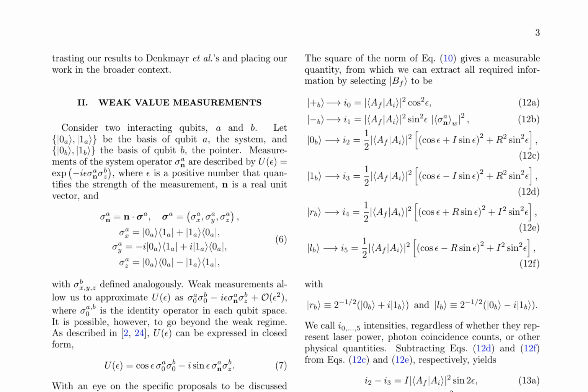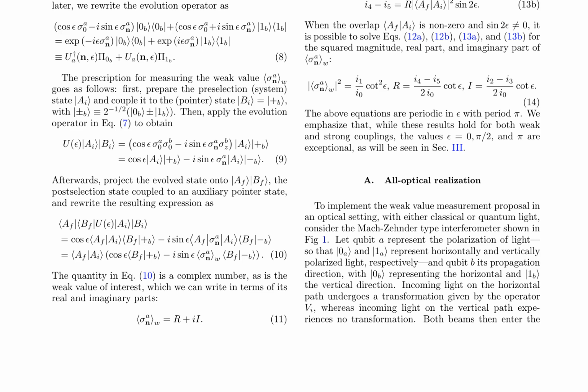To correlate the weak value with measurable quantities, the authors introduce a set of equations involving intensities I_0 to I_5. These intensities are functions of the overlap between the preselection and post-selection states, the strength of the measurement ε, and the weak value itself. By solving these equations, the authors obtain the squared magnitude, real part, and imaginary part of the weak value, revealing periodicity in ε with a period of pi. Notably, the values ε equals 0, pi, and 2 pi are identified as exceptional cases, warranting further discussion in subsequent sections.